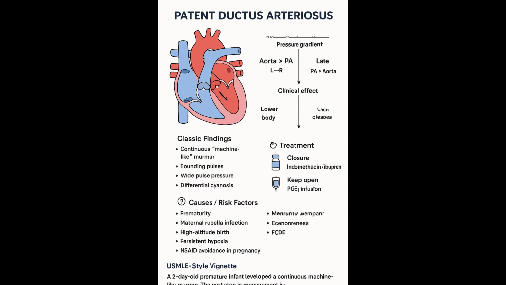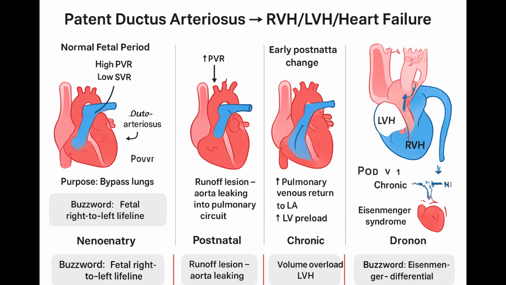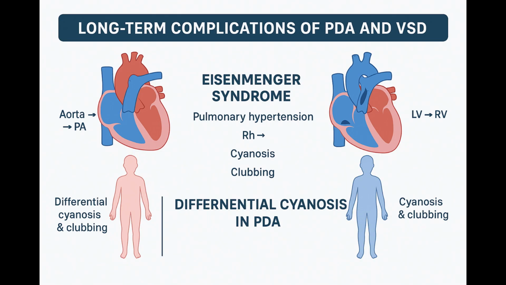Okay. Now, we have to talk about the long-term risk. If a large PDA isn't corrected, it can lead to Eisenmenger syndrome. Right, irreversible pulmonary hypertension. And shunt reversal. And this causes a very specific finding, differential cyanosis. Yes, this is a super high-yield concept.